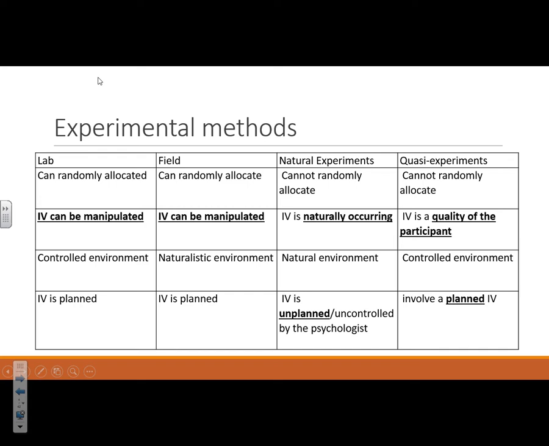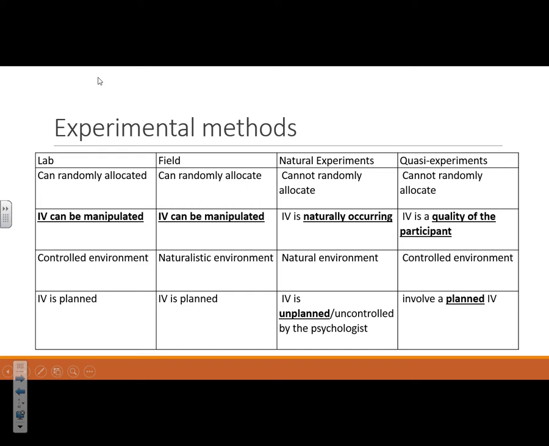The same with possibly having Down syndrome, OCD, depression, what else? Eating disorders, anything that the participant brings with them, so can't be randomly allocated. So of course we can't get 100 people and say, right, you 50 are going to develop eating disorders and you 50 aren't going to develop eating disorders. That's not how it works. However, the way that it is different to a natural, which makes it closer to a lab, is it's a controlled environment and it involves a planned IV.